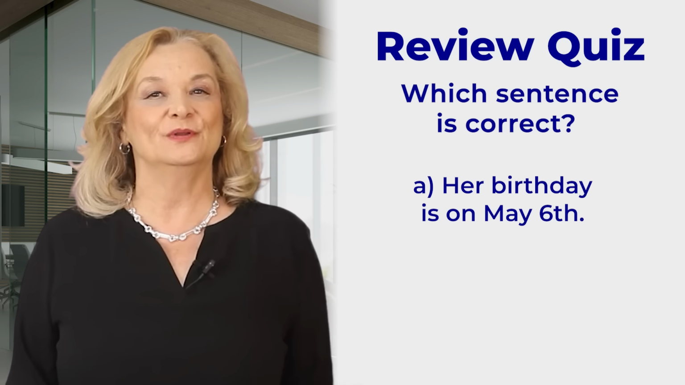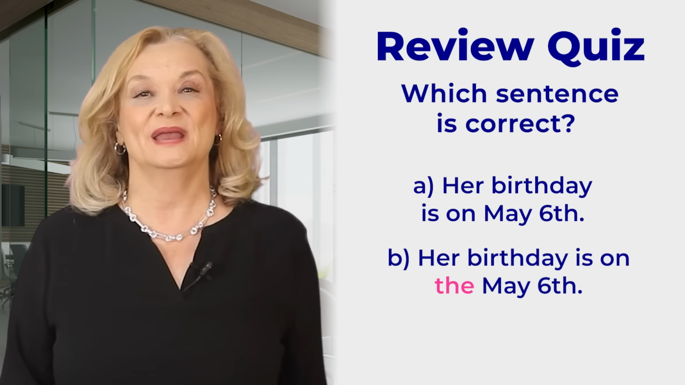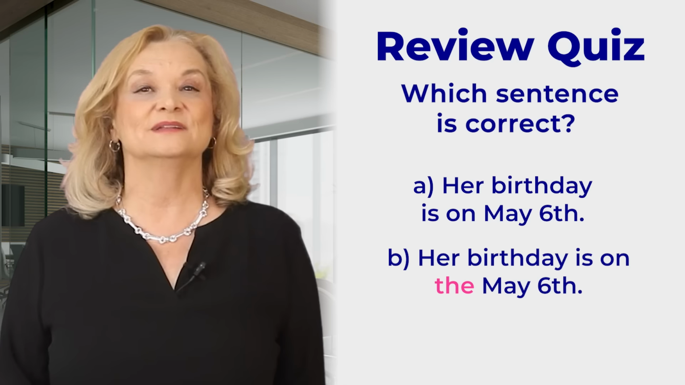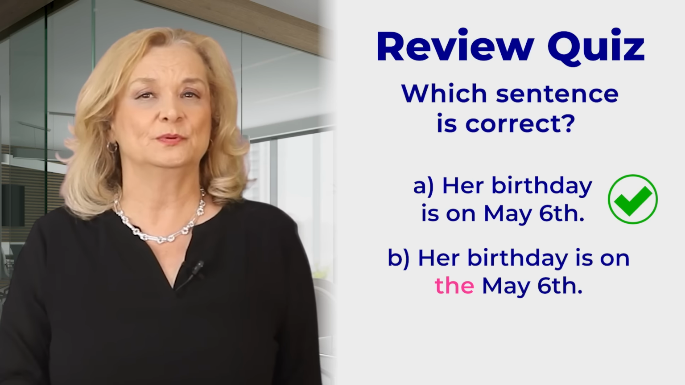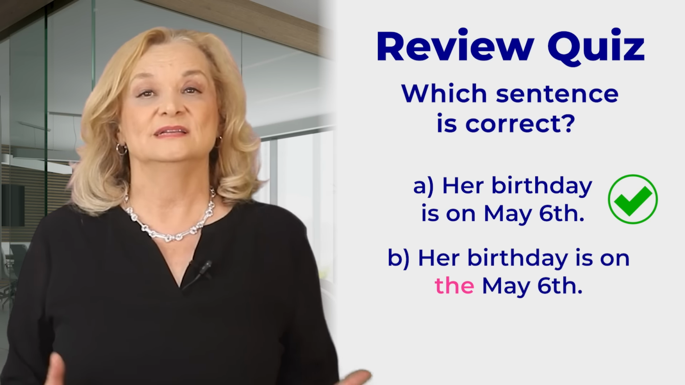A, her birthday is on May 6th. B, her birthday is on the May 6th. The correct answer is May 6th. No the. But if we're going to put the day first and then the month, then we would say the 6th of May. How did you do on the quiz?